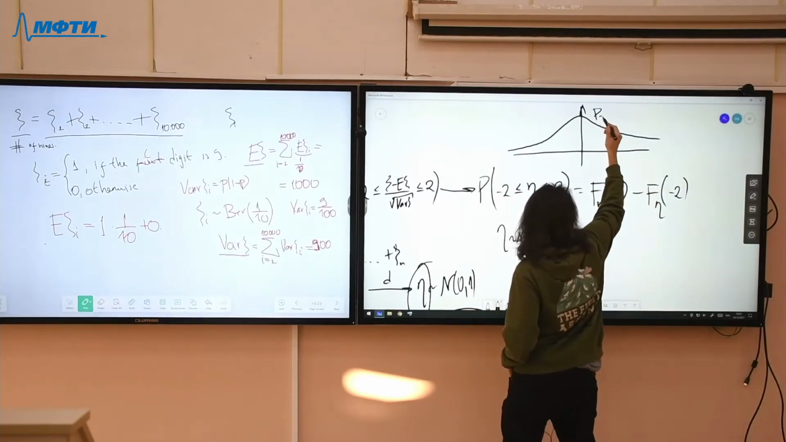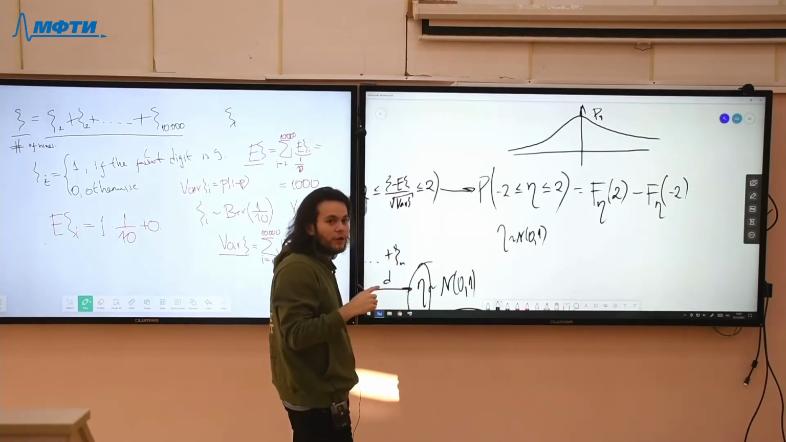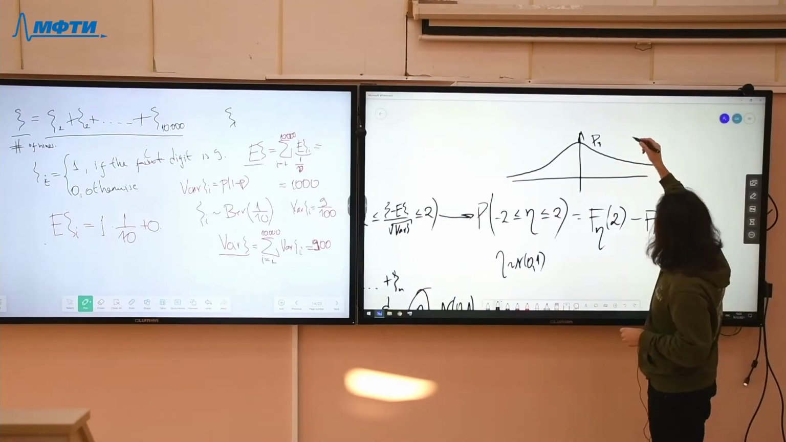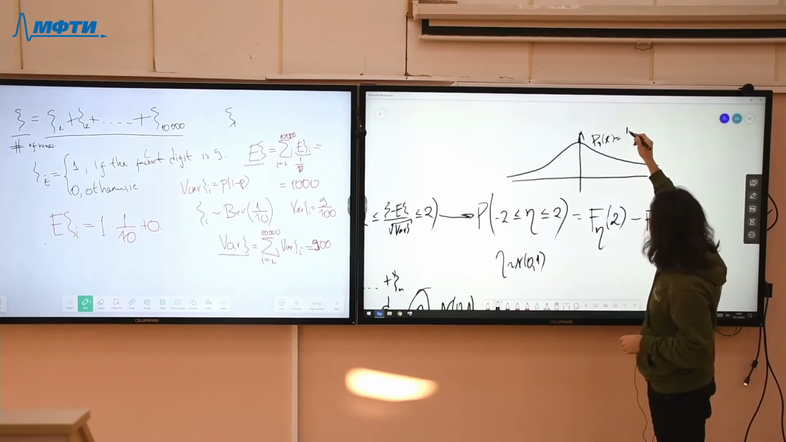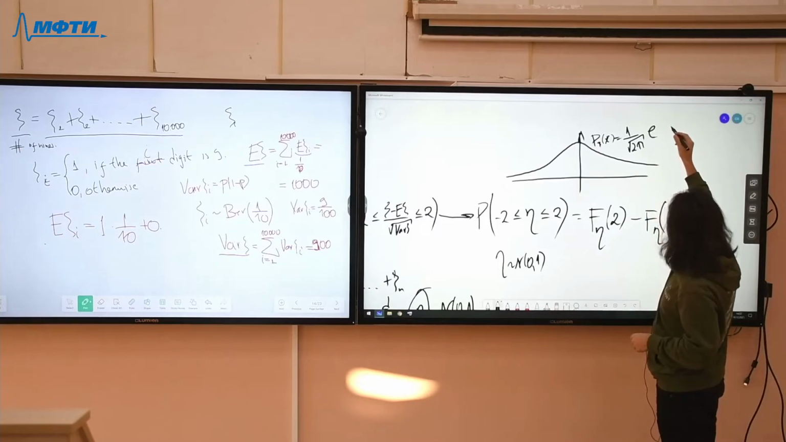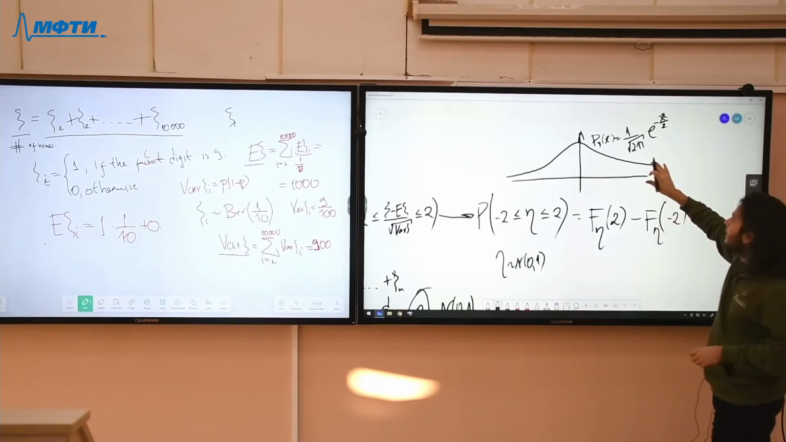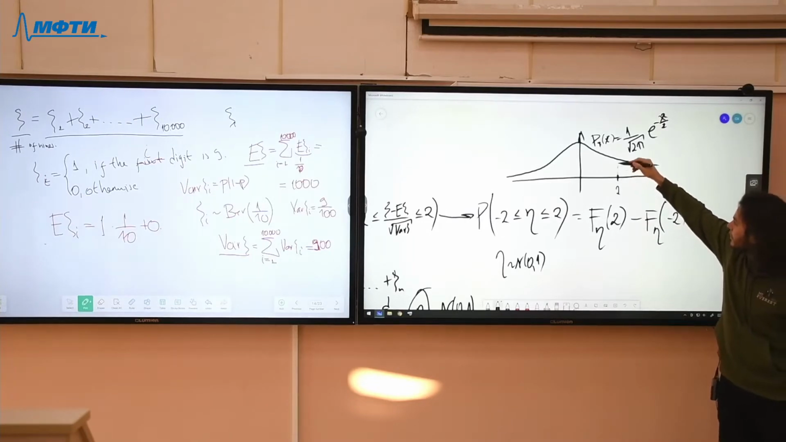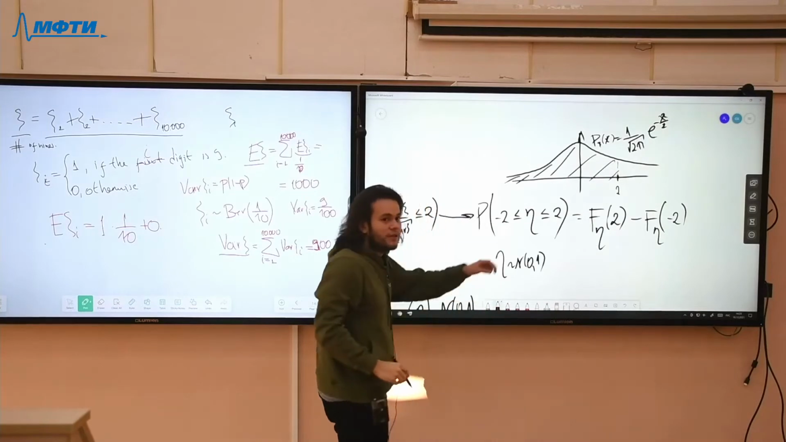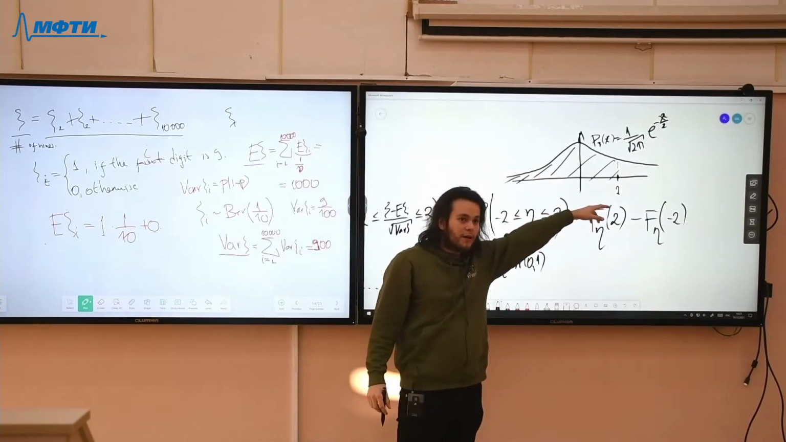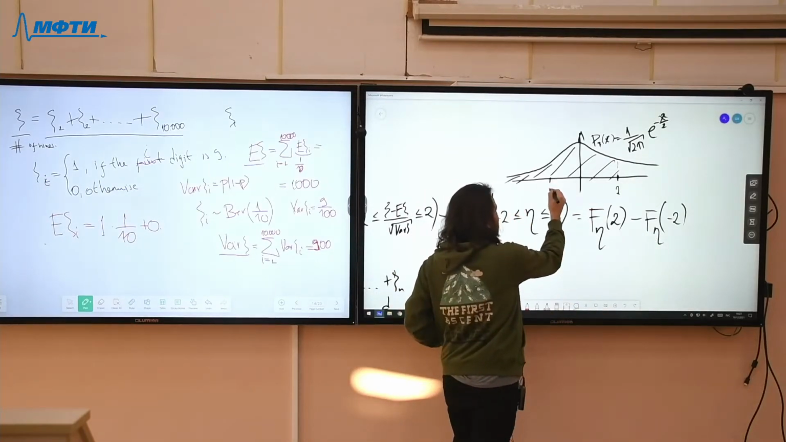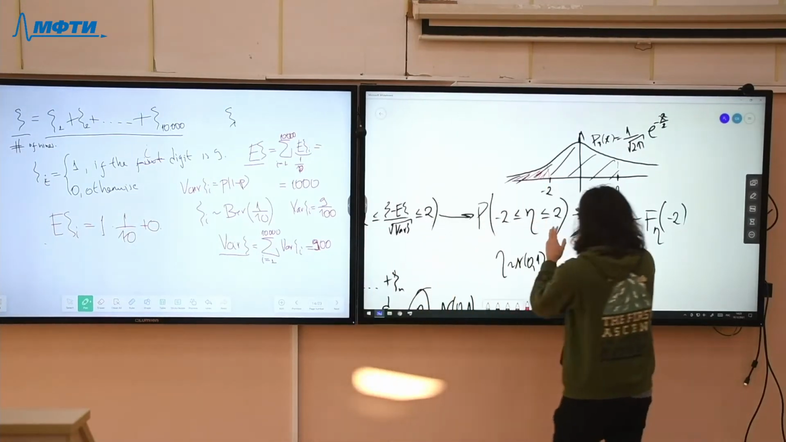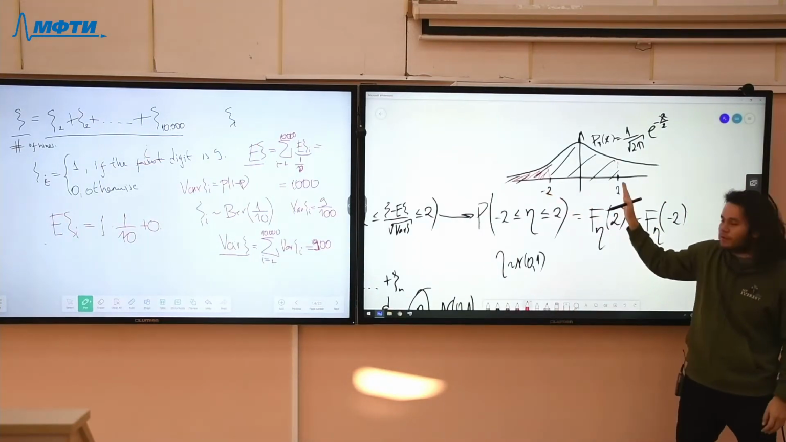This is the density function of eta. We know that. What function is this? If we have here x, this is 1 over the square root of 2 pi, e to the minus x squared over 2. This is the density. The probability that eta is less or equal than 2, if we have here 2, is all of this area from minus infinity to 2. And the probability that eta is less or equal than minus 2 is all of this. Subtracting, we get the probability that eta is between minus 2 and 2.